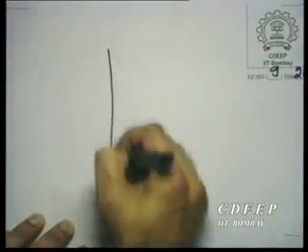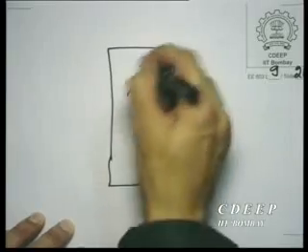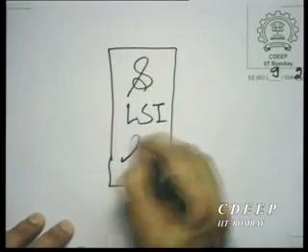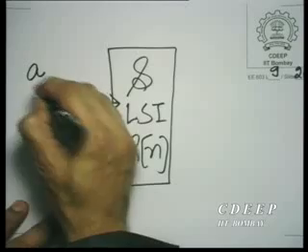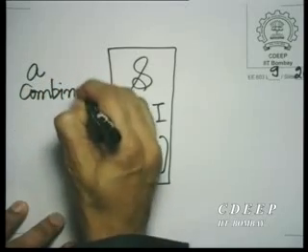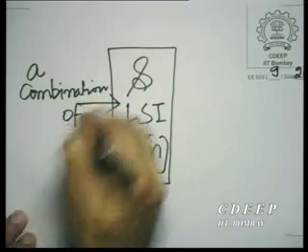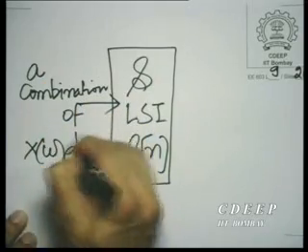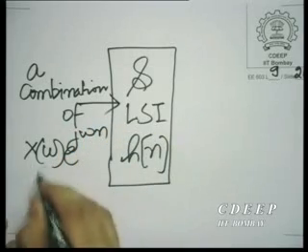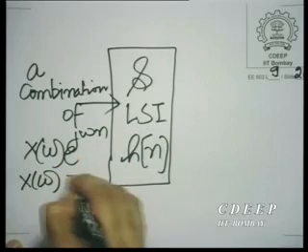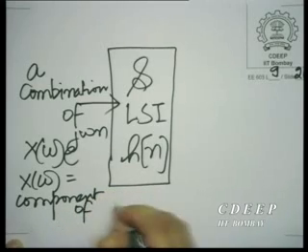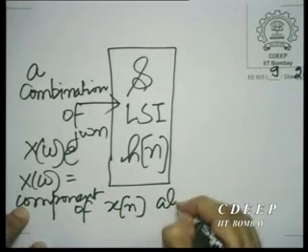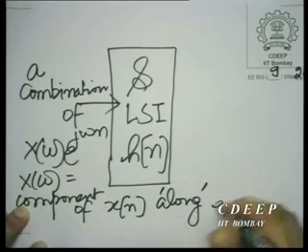So, what we are saying is, suppose, I am trying to motivate the whole idea. Suppose I take the same LSI system once again, and give to it a combination of X(omega) e raised to the power j omega n. You know what I mean by X(omega)? X(omega) is the component of x[n] along e raised to the power j omega n.